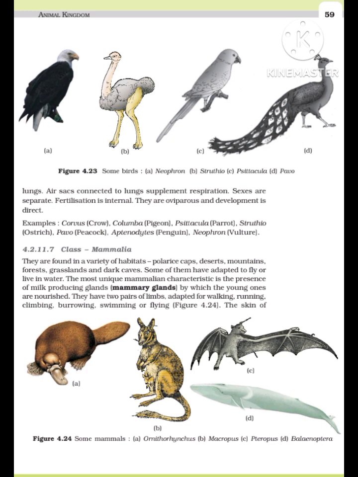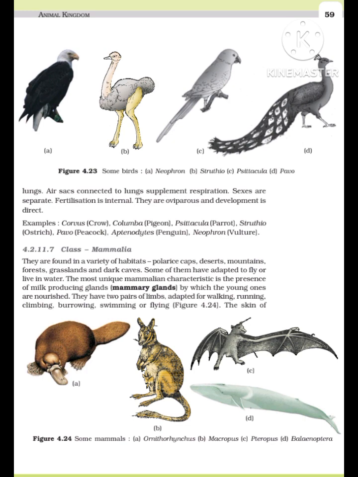4.2.11.7 Class Mammalia. They are found in a variety of habitats: polar ice caps, deserts, mountains, forests, grasslands and dark caves. Some of them have adapted to fly or live in water. The most unique mammalian characteristic is the presence of milk-producing glands, mammary glands, by which the young ones are nourished.